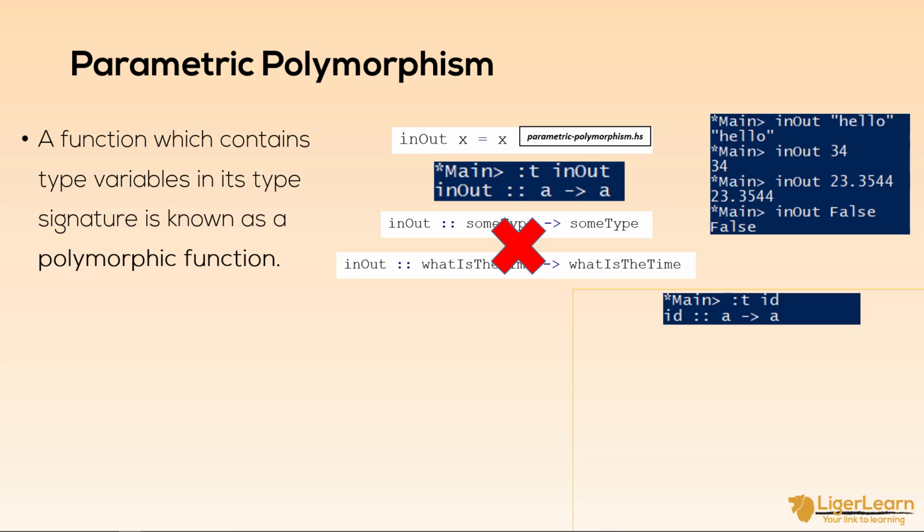Let's explore a few more built-in polymorphic functions. There is the fst function, which is pronounced first. It takes a tuple of type a and b and returns a. Take a second to think about what you think this function actually does.